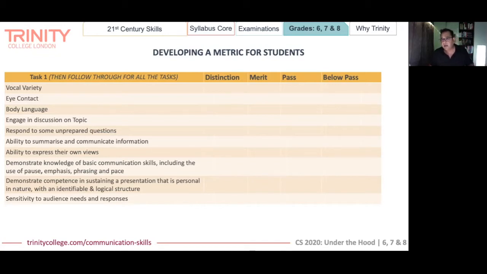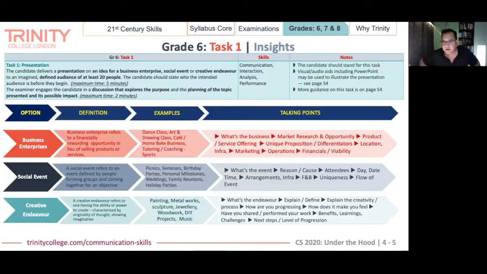Again, list down all the outcomes and the criteria and see whether they are checking against which criteria or which attainment descriptor. So this will again help you over there. Which brings us now straight into grade 6 task 1.